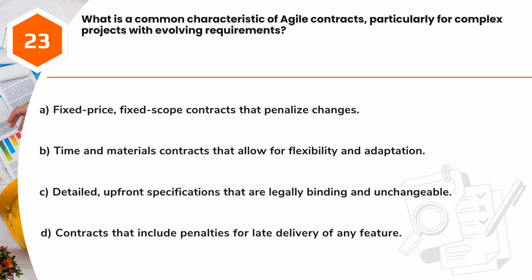Question 23. What is a common characteristic of Agile contracts, particularly for complex projects with evolving requirements? A. Fixed price, fixed scope contracts that penalize changes. B. Time and materials contracts that allow for flexibility and adaptation. C. Detailed, upfront specifications that are legally binding and unchangeable. D. Contracts that include penalties for late delivery of any feature.